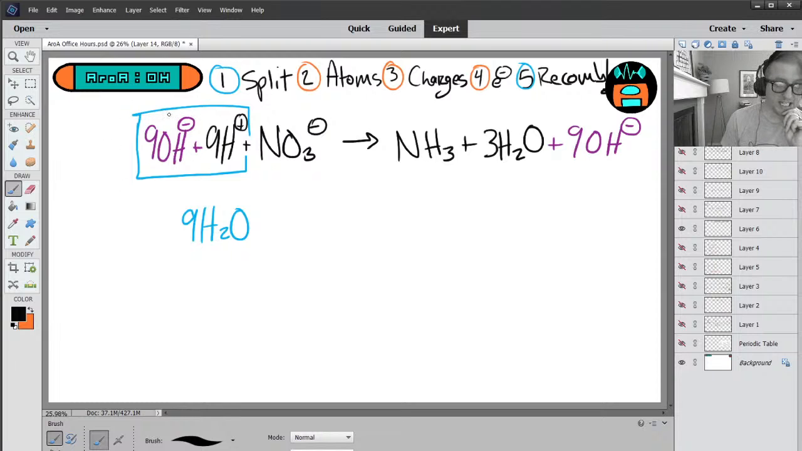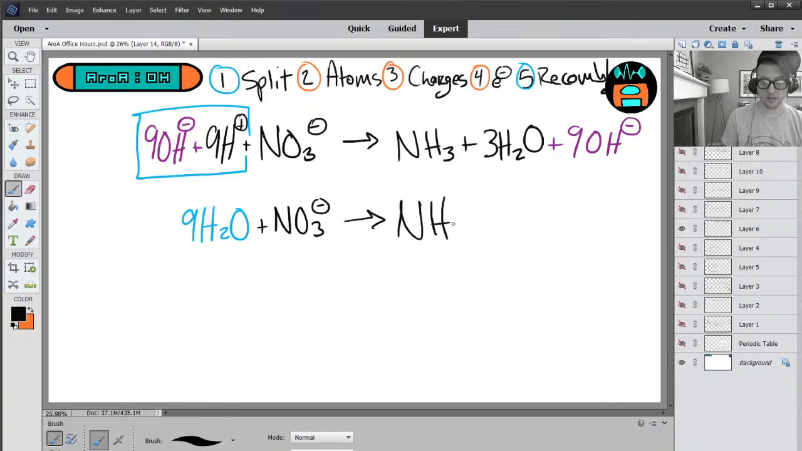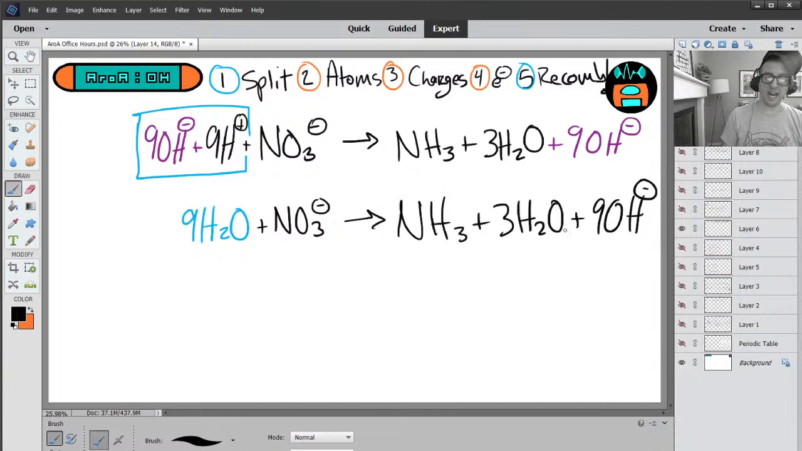So these 9 hydroxides combine with these 9 hydroniums to make 9 molecules of water. So 9 water plus nitrate produces ammonia plus 3 water plus 9 hydroxide. And you'll notice that we have water on both sides. So you can wait to the end to cancel, or you could cancel these here. I'm going to cancel them here so it's less writing. These 3 cancel with these 9 to make 6.